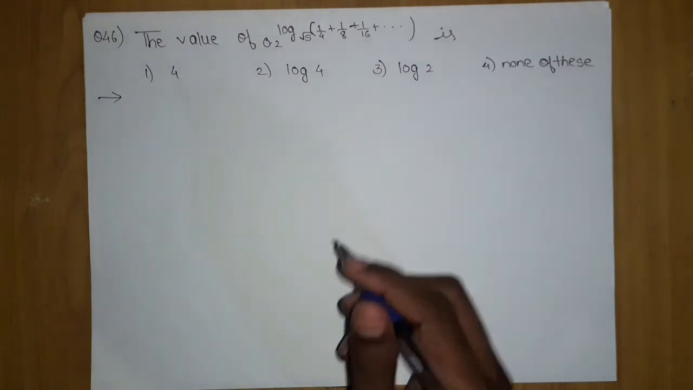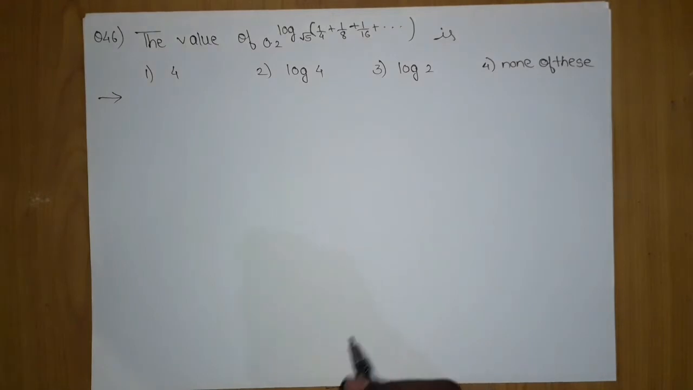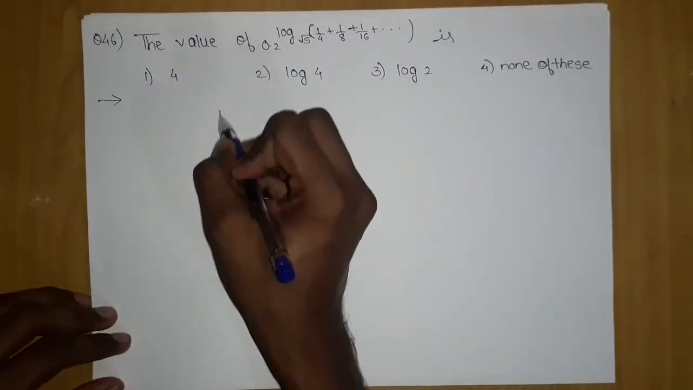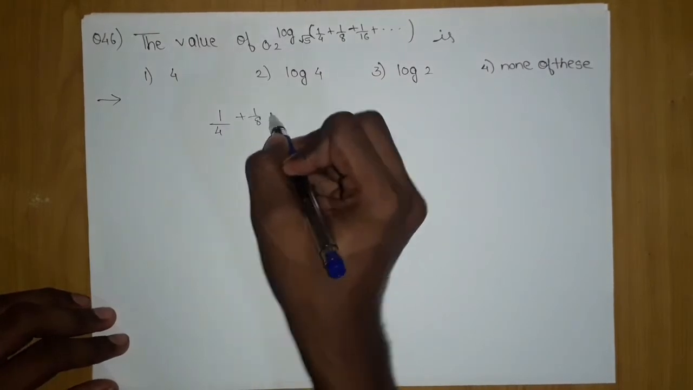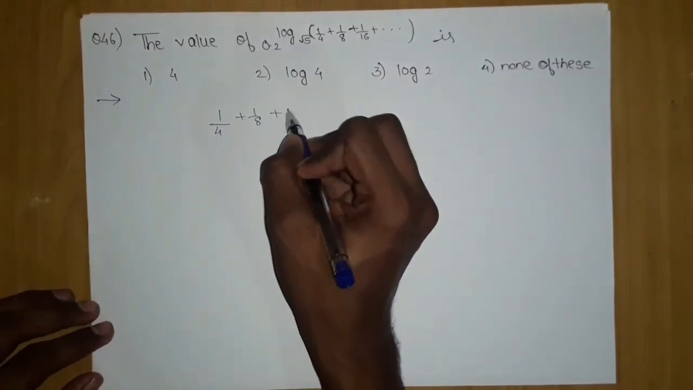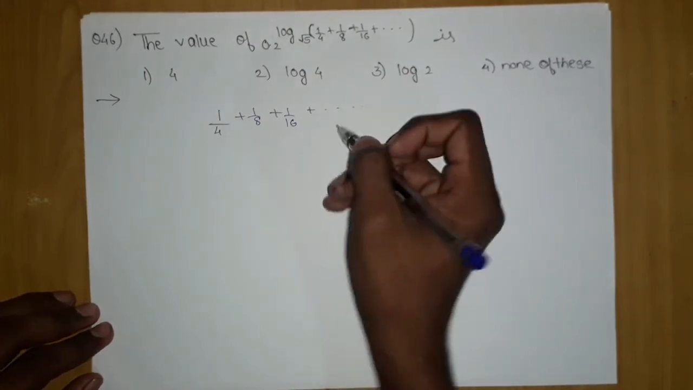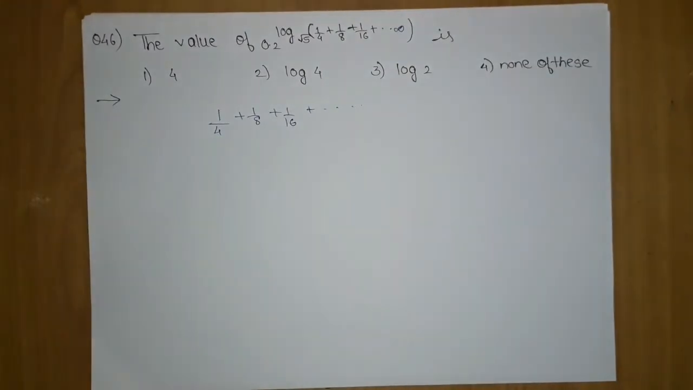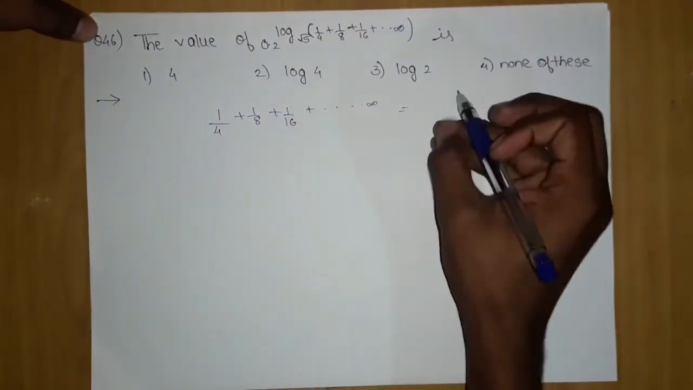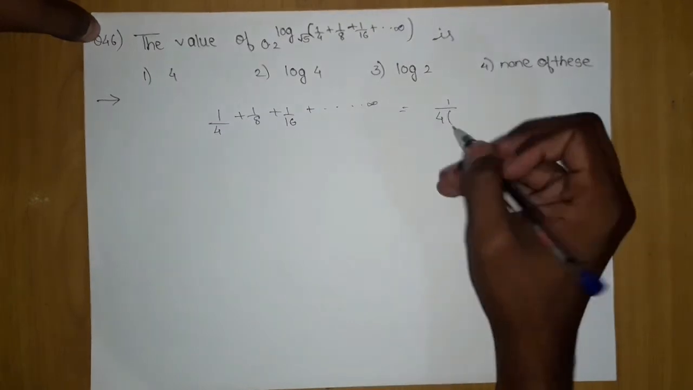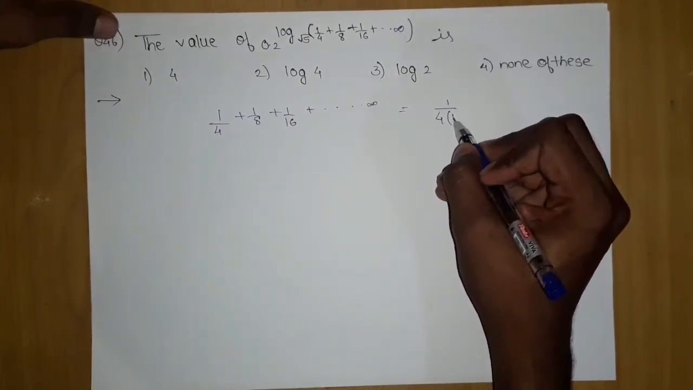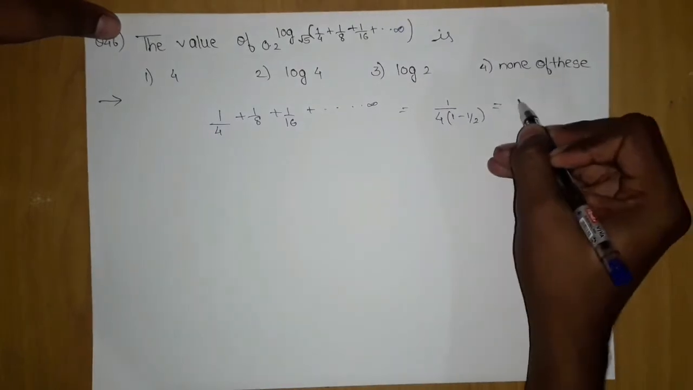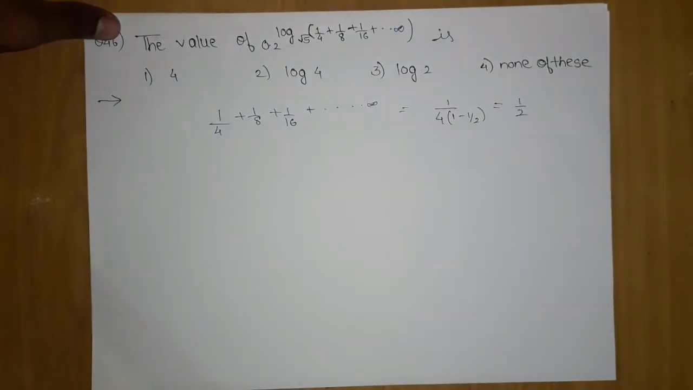So first let's find the sum of this: 1 by 4, 1 by 8, 1 by 16 and so on. And it is till infinity. So we want to find it till infinity, which is nothing but the first term is 1 by 4, and the common ratio is nothing but 1 by 2. So this is divided by 1 minus 1 by 2, which will give me my final answer as 1 by 2. The 2 will cancel out, giving me my final answer, 1 by 2.